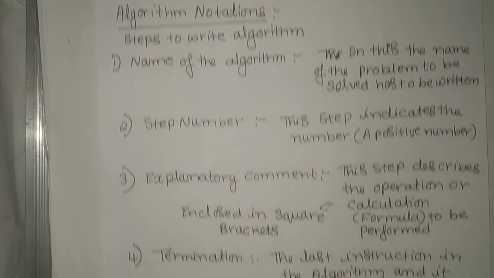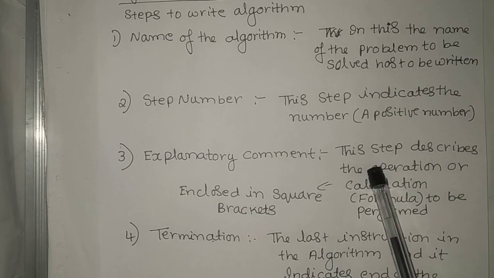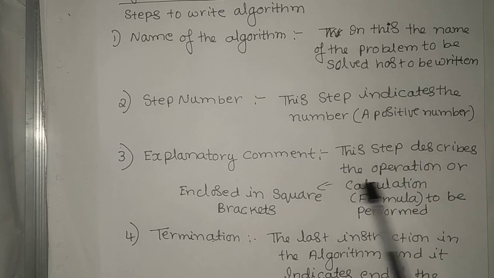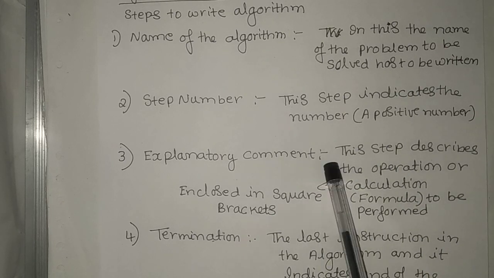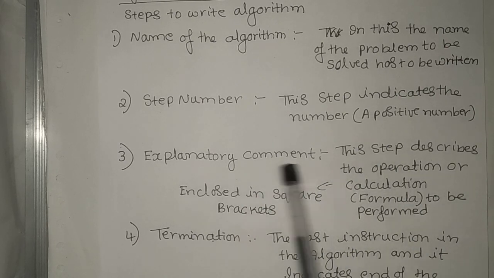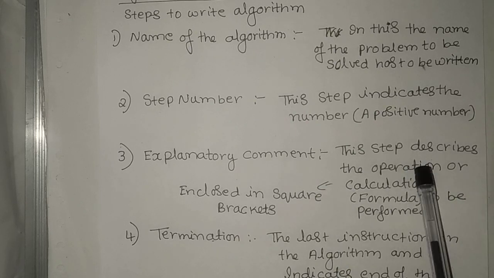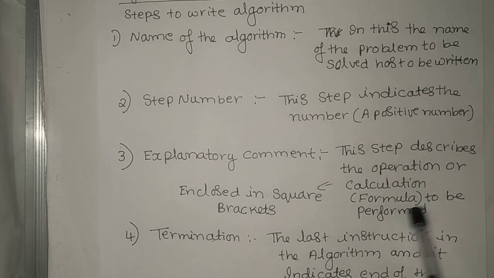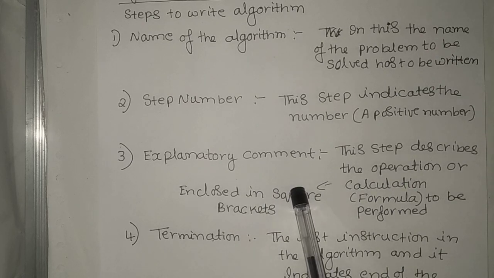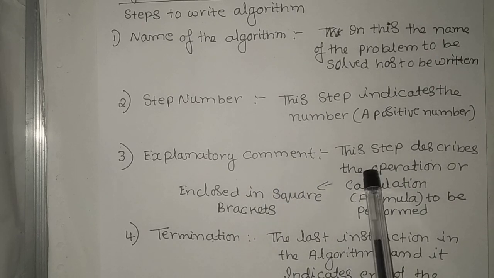Next will be explanatory comments. Any comments we can write in brackets, enclosed in a square bracket. If there is any calculation, we can write in the square bracket, for example, add these two numbers. Then below that we can write the formula. The comments will always be in square brackets in the algorithm.